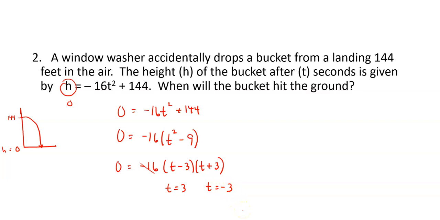Only one of these two makes sense. When will the bucket hit the ground? Here. 3 seconds after the window washer drops the bucket. The other half of it, t equals negative 3, is 3 seconds ago. So why do I come up with a second solution? Look at that little graph that I graphed for you. There's another half to the graph that appears on this side over here, and the negative 3 is where it intersects back there. In the context of our problem, it doesn't make any sense at all. So the only answer, when will the bucket hit the ground? 3 seconds after the window washer drops it.